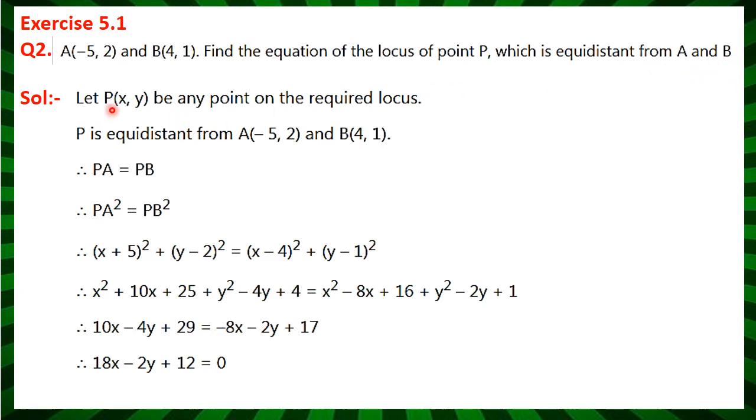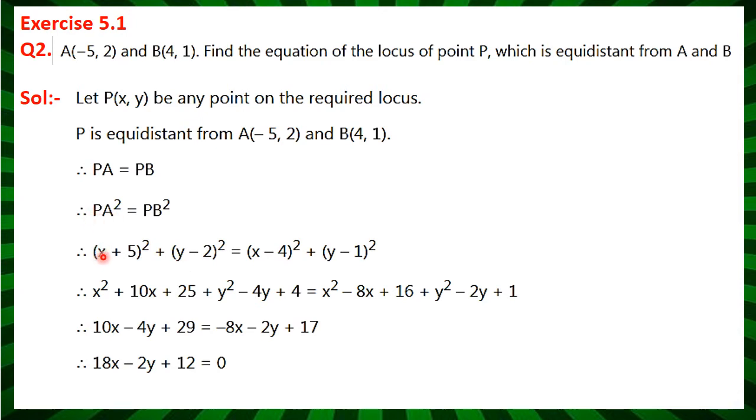Let P(x, y) be any point on the required locus satisfying the condition. Given that P is equidistant from A and B, we can write PA is equal to PB. So squaring on both sides, we get PA the whole square is equal to PB the whole square, that is (x plus 5) the whole square plus (y minus 2) the whole square, where PA is the distance between P and A.